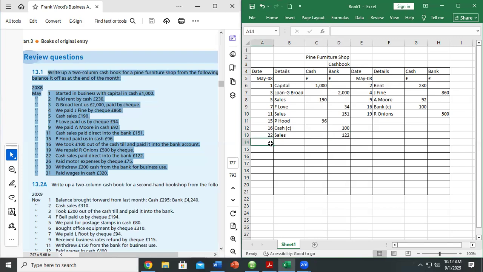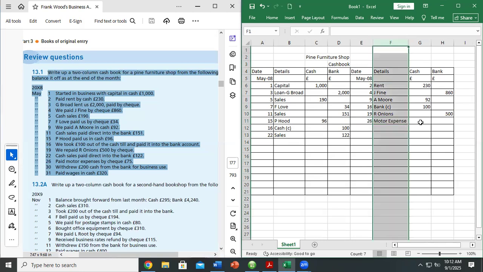Next is 26th, paid motor expense by check. So we are making a payment. So we credit our cash book in the name of motor expense. This motor expense was paid by check, so those will go under the bank column.